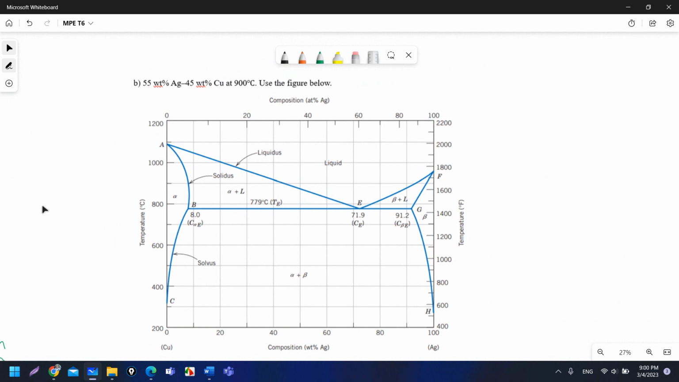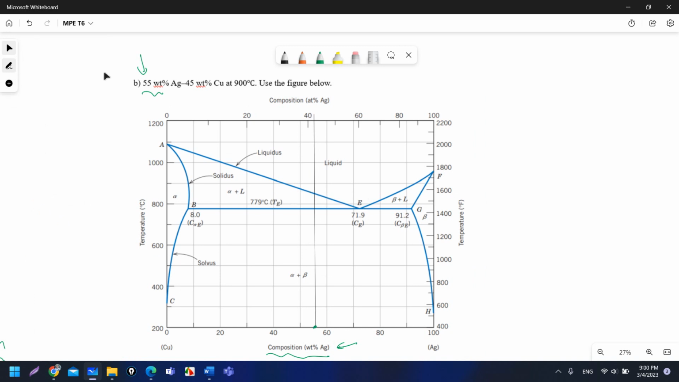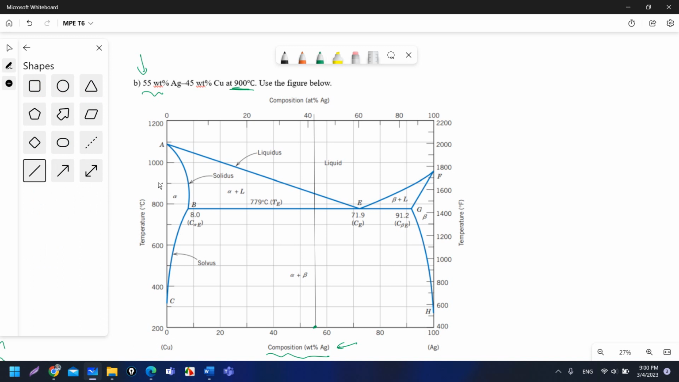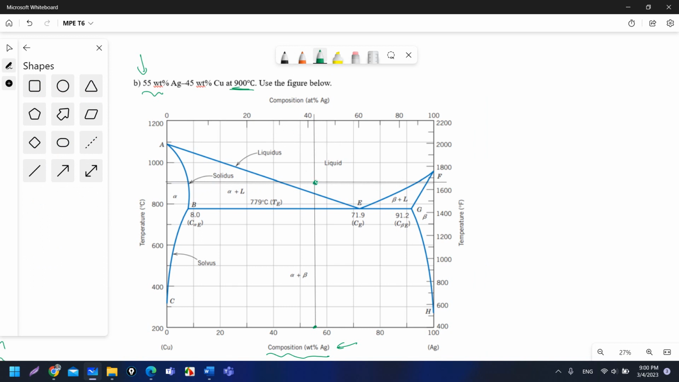For part B, we have another alloy. I have 55 weight percent Ag, so this x-axis also represents Ag, so I will use directly the 55. So 55 is here, so I will draw a line from the 55 composition. It will be something like this. Then I have the temperature 900 degrees Celsius from the y-axis on the left. So it is here. The point that represents the alloy is this point, and it is in the liquid region, so the phase existing is liquid.